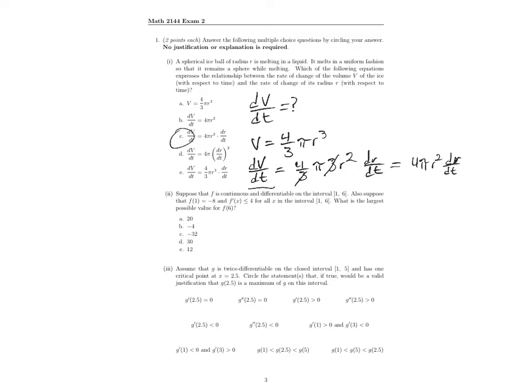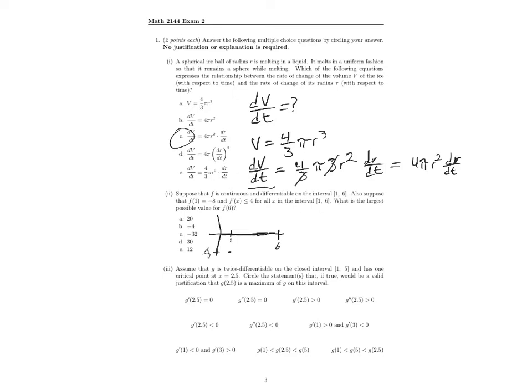For part 2, we're told that f is continuous and differentiable on the interval 1 to 6 inclusive. We also suppose that f of 1 equals -8, and f prime of x is less than or equal to 4 for all x in the interval 1 to 6. And we're asked, what is the largest possible value for f of 6? Well, we have some sort of a picture going on here. So here's our graph. Let's say right here is 1, down here at -8, and then we have a point at 6 that we care about.